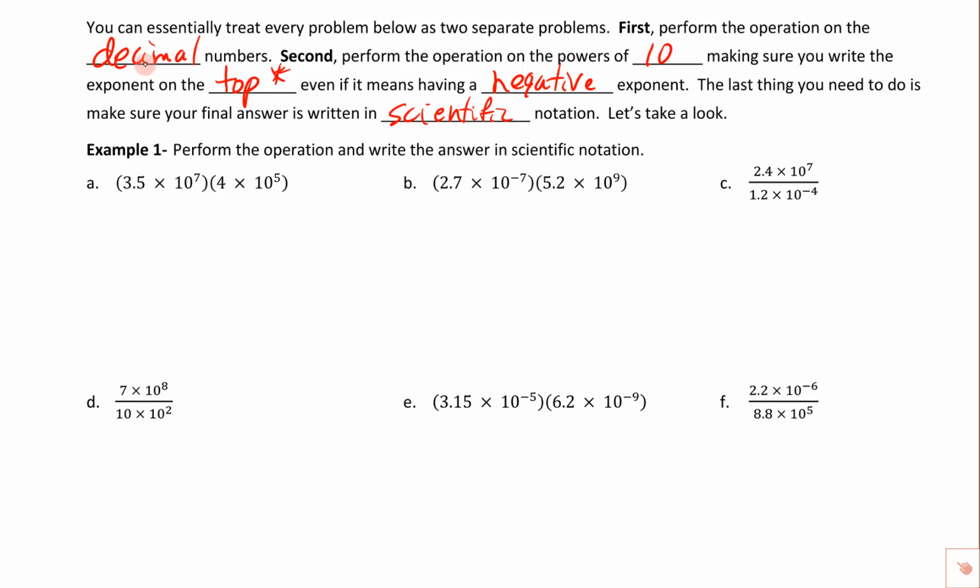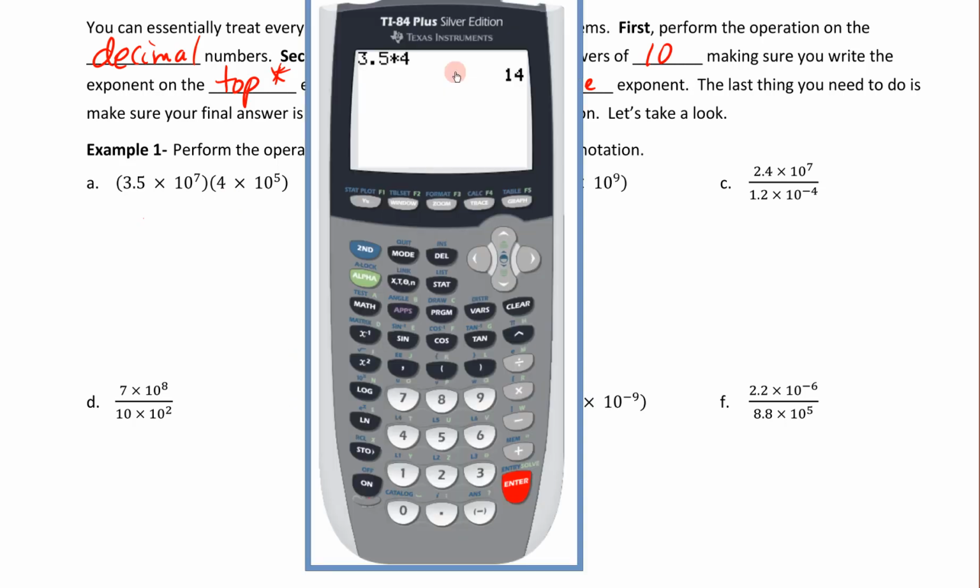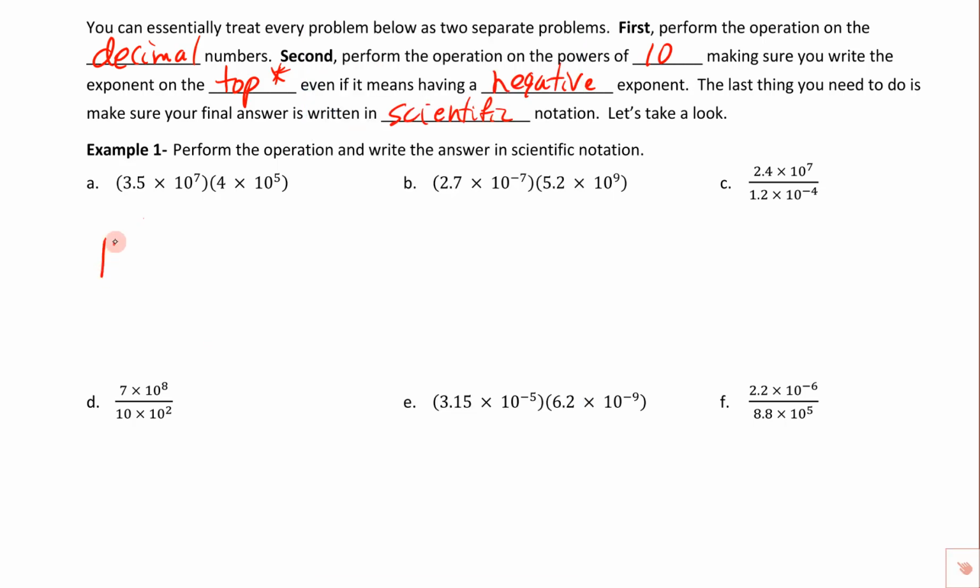So the first thing we're going to do is perform the operation on the decimal numbers. So we're going to do 3.5 times 4. Now, if you know what that is, that's great. If you don't, grab your calculator, pull it up, and let's see what we've got here. 3.5 times 4 is 14. So we get 14, and then times, let's do the power of 10 part. I've got 10 to the 7th, 10 to the 5th. I've got 7 tens here and 5 here, so this is going to be to the 12th power.